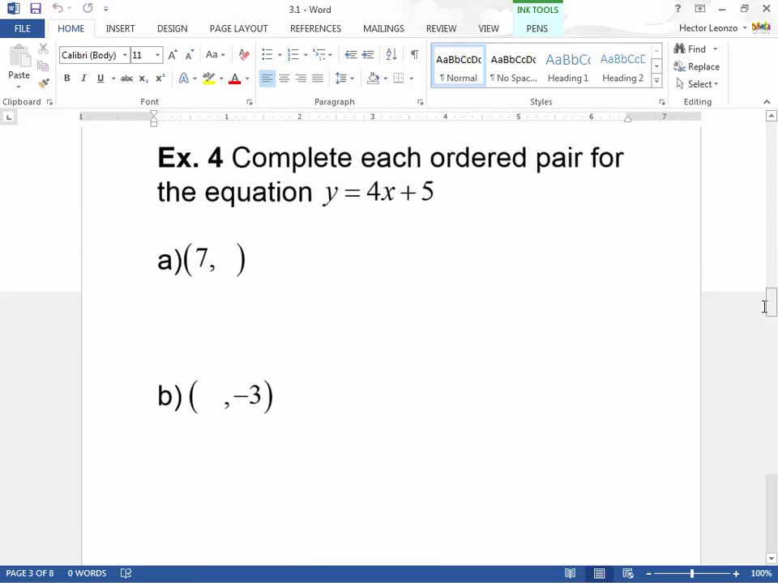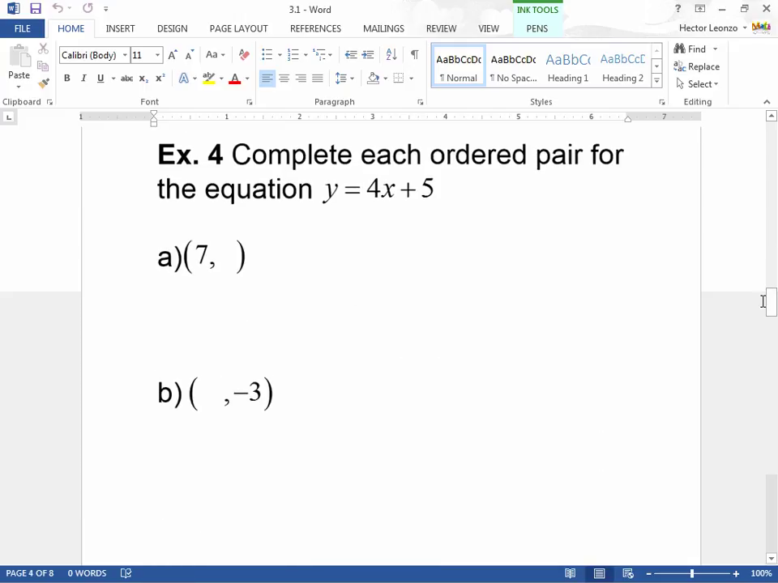Now for this, we're going to complete it. We want a solution. We want the two values, the x and y, that will make that statement true. But from the two values, the x and the y, we're going to give you one. We want you to solve for the other one. That's why we learned in chapter 2 how to solve equations.